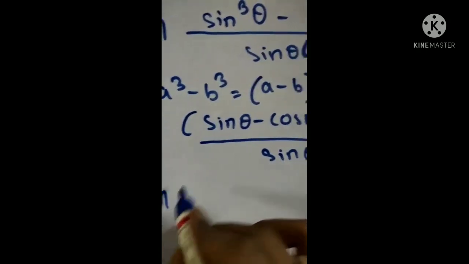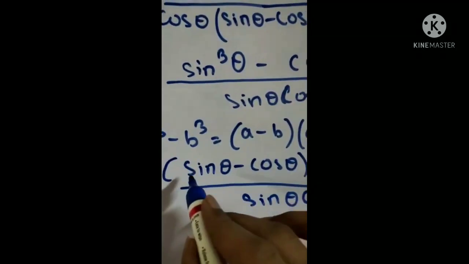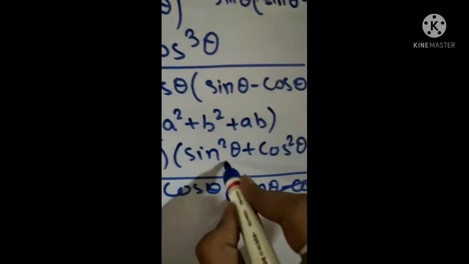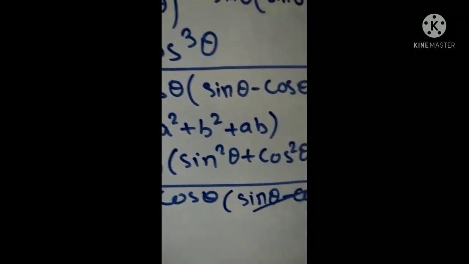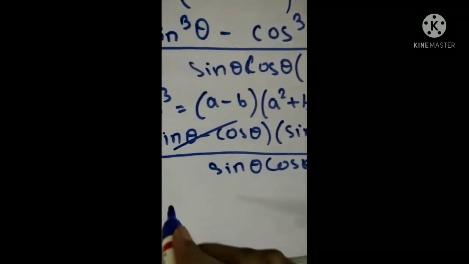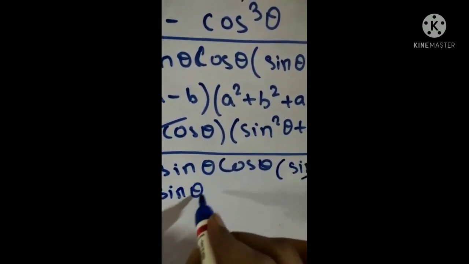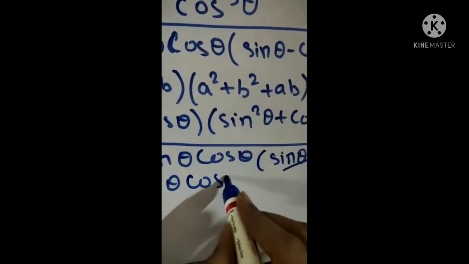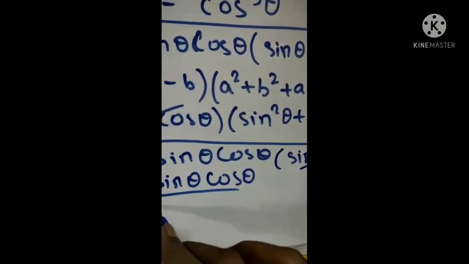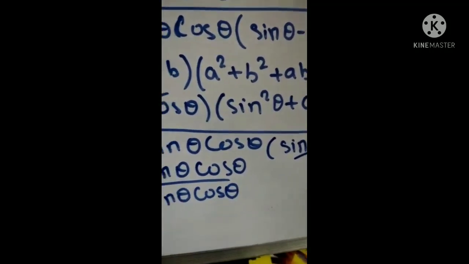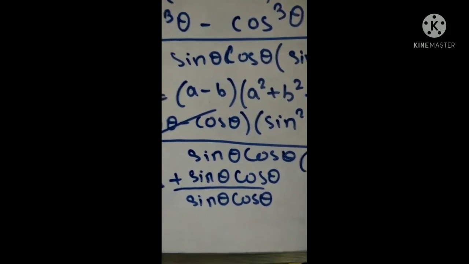Now see, sine theta minus cos theta here, and here also sine theta minus cos theta, these two will cancel. And here sine square theta plus cos square theta, we know the identity, that is equal to 1. So we will get 1 plus sine theta cos theta divided by sine theta cos theta.